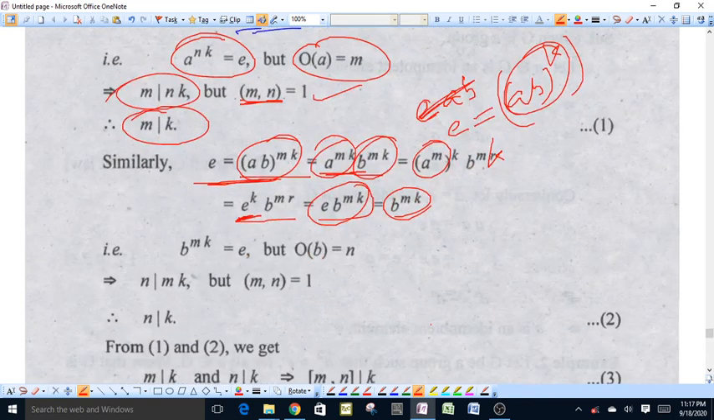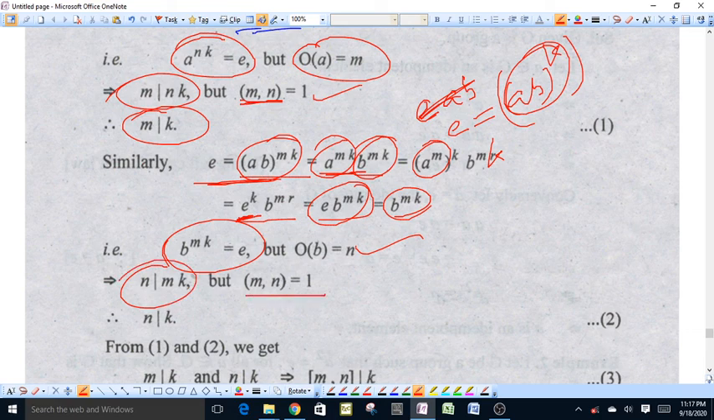That is, B raised to power Mk is equal to E, but the order of B is equal to N. This means N divides Mk, but M and N are relatively prime. GCD of M and N is equal to 1, therefore N divides K. In the first, M divides K; in the second, N divides K.